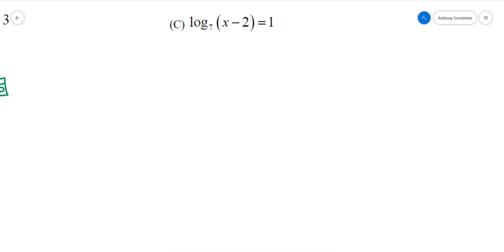In this instance, that logarithm base 7 has to go. So according to my rules for this, I'm going to rewrite this as an exponential statement. My exponential base will be 7, and this is going to be the exponent: 7 to the first equals x minus 2. Which is basically the same thing as saying x minus 2 equals 7. And then, of course, I add 2 to both sides, and I get that x equals 9.